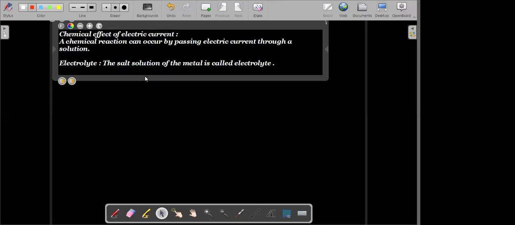And the next is electrodes. What are electrodes? These are metal rods, these are conducting rods dipped in the salt solution.